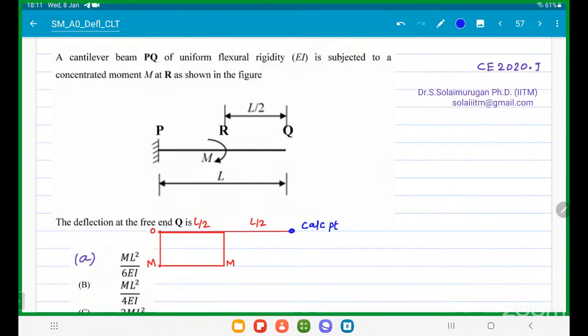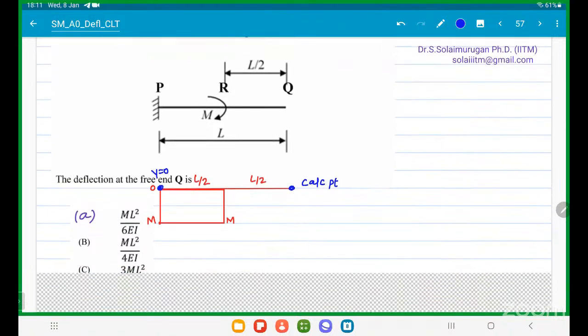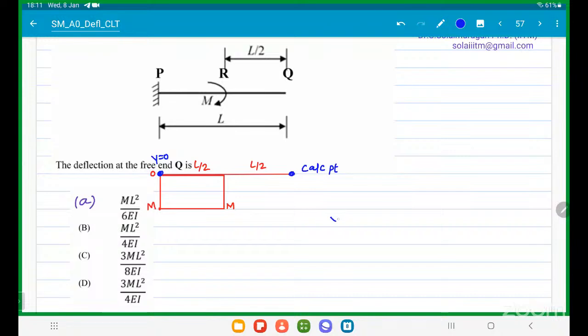Where is the zero deflection point? This is the zero deflection point, Y equal to 0, right? So what is the formula? Y is equal to A into X bar. What is A? Area of the M by EI diagram between the calculation point and the Y equal to 0 point. This is the available area. Sir, what is the area? Equal to L by 2 into M, into X bar.